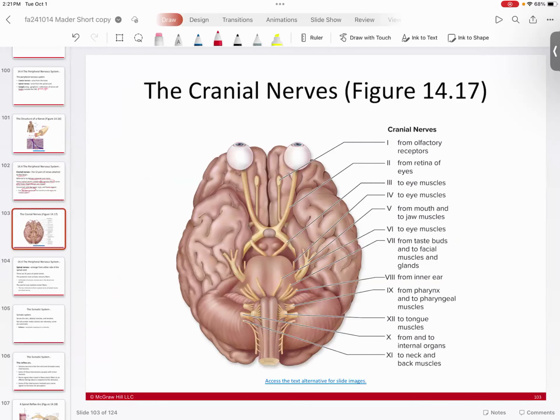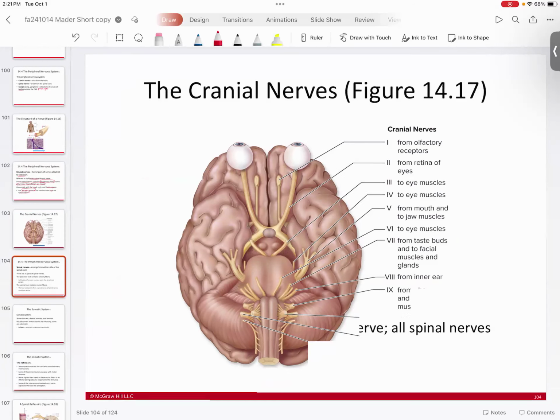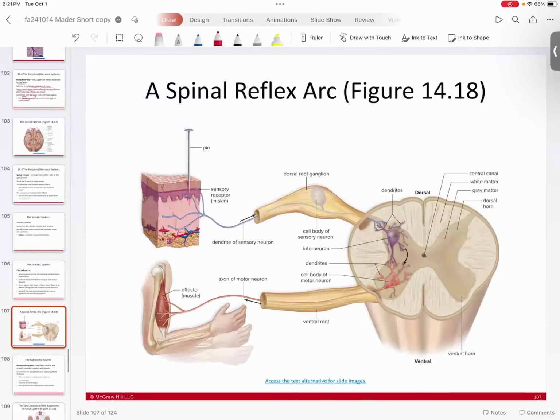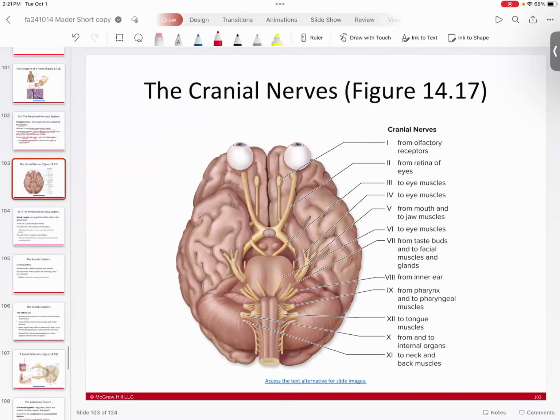So you can see from 1 to 12. Here's your olfactory nerve, which controls your sense of smell. Number 2 is the retina of the eyes, so that one's controlling the retina of the eyes. Number 3 is your eye muscles. So you can see this one coming out here, that's going to control the muscles in your eye. Number 4 is also another type of eye muscle control. So that's this little guy right here.